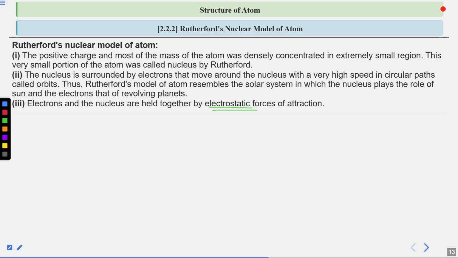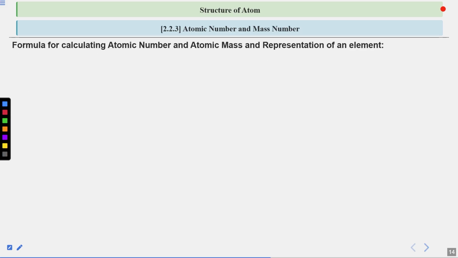Why do they do so? Because if they attract each other, they would come closer and finally they would collapse and result in a neutral condition. But that is not seen in the case of, say, the electron and proton in the atom. Now moving on further. So this is very, very important: the calculation of the atomic number and atomic mass and the representation of an element. Let us see how.